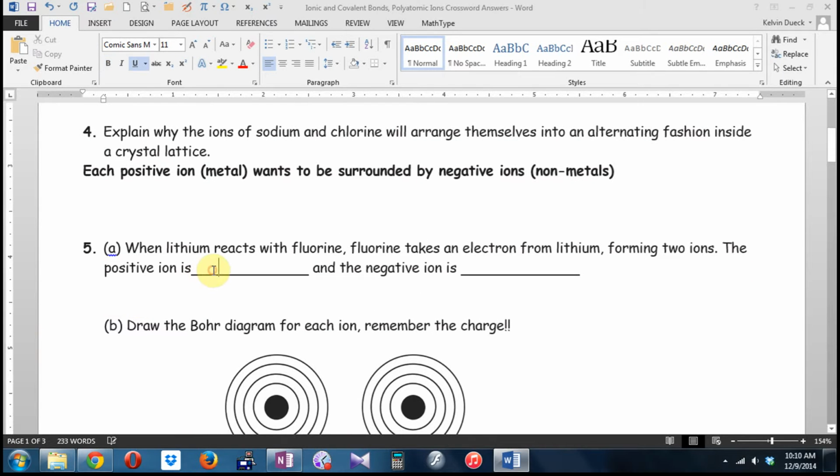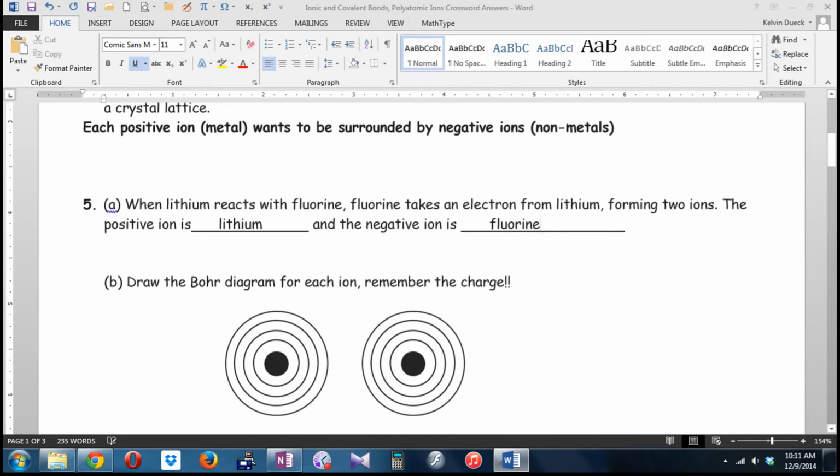When lithium reacts with fluorine, fluorine takes an electron from lithium, forming 2 ions. The positive ion is, okay, which one loses an electron, lithium or fluorine? This you need to know. Lithium. Oh, and then by, I guess, process of elimination, the negative ion is fluorine. And if we were combining together, we'd bring the ide rule in.